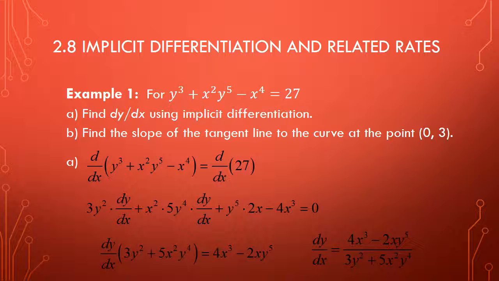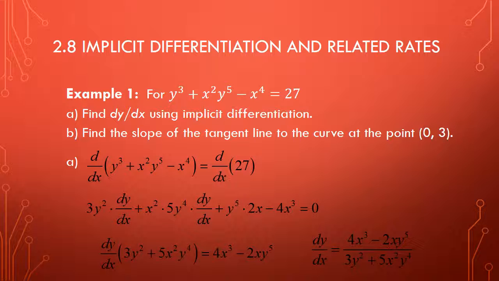Okay, now what we're going to do is move everything that doesn't have a dy/dx attached to it to the right. So that's why in the next one we have 4x to the third minus 2xy to the fifth on the right. And we're going to gather everything together that has the dy/dx and factor out the dy/dx. So we have dy/dx times 3y squared plus 5x squared y to the fourth. Notice those were the two terms that had the dy/dx. And then finally you divide so that dy/dx is by itself.